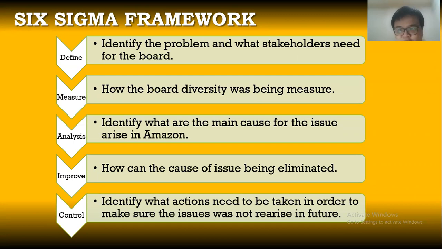The fifth one is control. Identify what action needs to be taken in order to make sure the issue does not re-arise in future. So the issue that I stated is actually the issue about the lack of diversity on the board in Amazon.